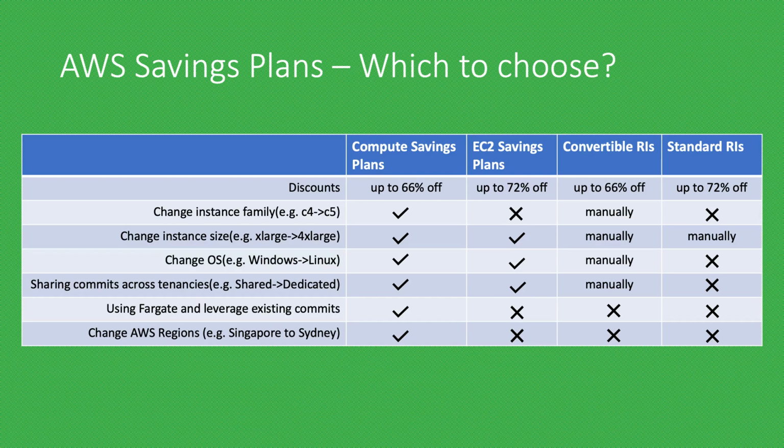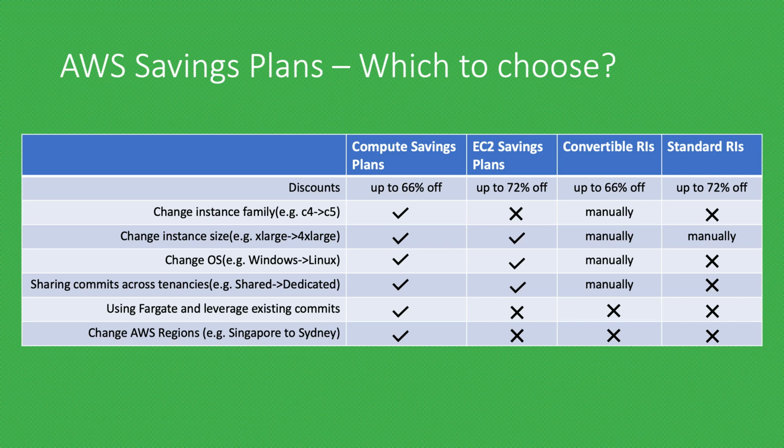Savings plans is a new commitment discount model that applies up to 72% discount on Amazon EC2 and AWS Fargate usage. They are much more flexible than reserved instances, as illustrated in the table. Basically, we have compute savings plans and EC2 savings plans.